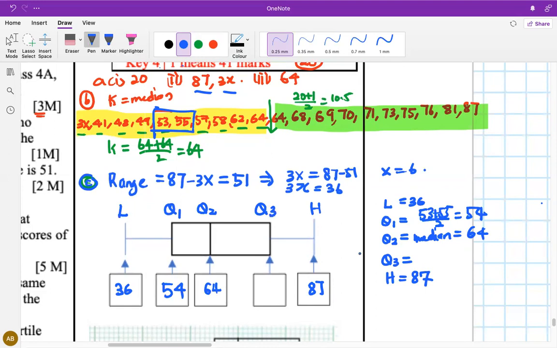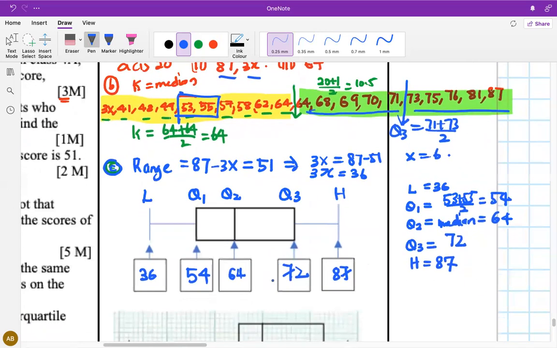Then the third quarter will be the middle of the second part of the data. That is 1, 2, 3, 4, 5, and 1, 2, 3, 4, 5. So the middle is the third quarter. So it's 71 plus 73 divided by 2. So you get 72. Therefore, Q3 is 72. So this is completed, right? So the answer is complete. So that's how you do it.